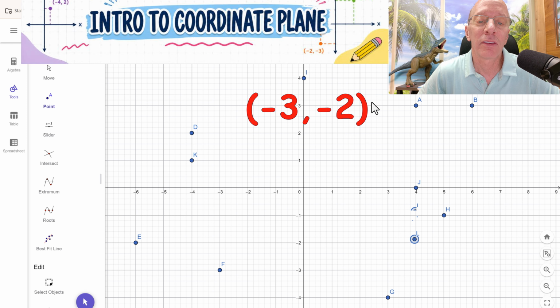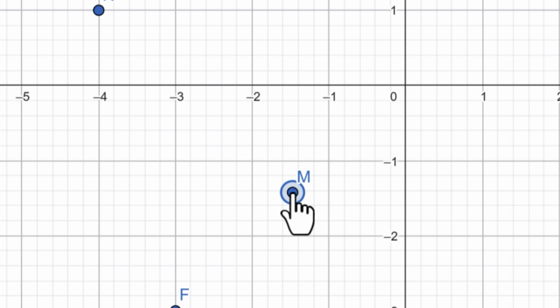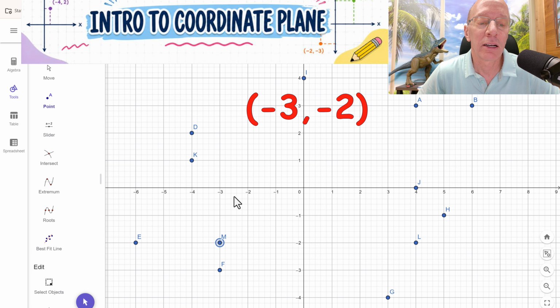And let's do one last one. If I have -3, -2 as my ordered pair, where would that go? -3, -2. That would go in quadrant 3. So let's start at the origin: -1, -2, -3, and then -2. -1, -2, come down right there. So there is -3, -2.